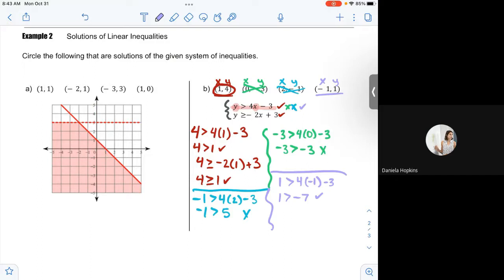So in my second equation, I have 1 is greater than or equal to -2 times -1 plus 3. 1 is greater than or equal to, let's see here, -2 times -1 would be +2, plus 3 is 5. Ooh, that's not true. So since one of them is not true, that is not a solution of this system.